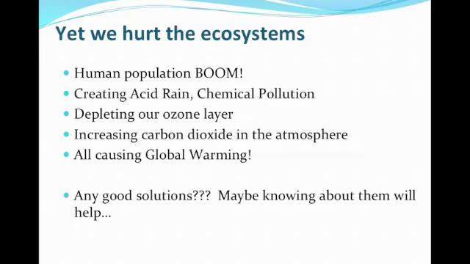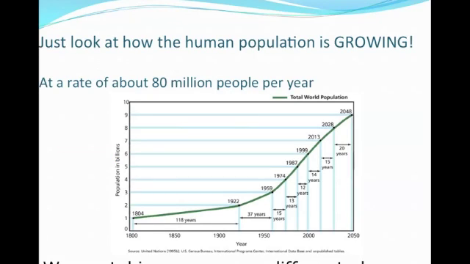We also hurt the ecosystems through these major aspects. So the fact that human population is hugely increasing, that we create acid rain through various types of chemical pollution, that we're depleting our ozone, and increasing carbon dioxide, which all together cause global warming. So the other day you looked at solutions to this, and now we're going to look at these in a little more detail. So if you look at how fast we are growing, at a rate of 80 million people per year, which is a lot.